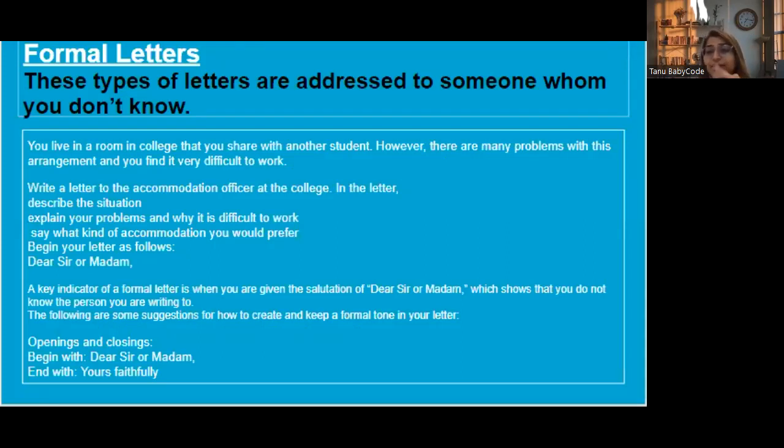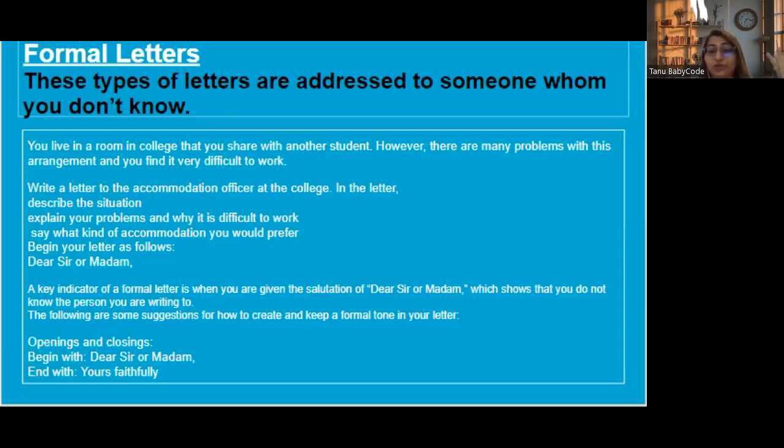Now let's see an example for the formal letter. Formal letters, as I told you, are the type of letter you address to someone whom you don't know. You haven't met them, you haven't seen them, right? So you live in a room in a college that you share with another student. However, there are many problems with this arrangement and you find it difficult to work. So you are about to write a letter to the accommodation officer at the college. In the letter, what you need to describe.